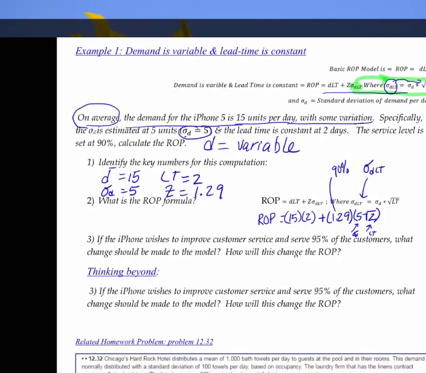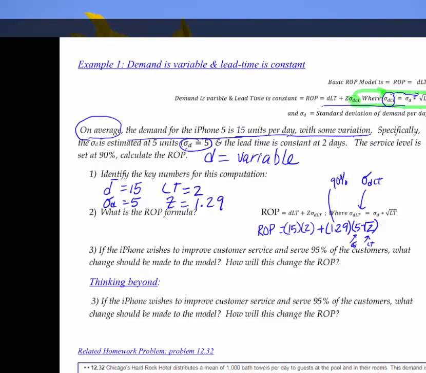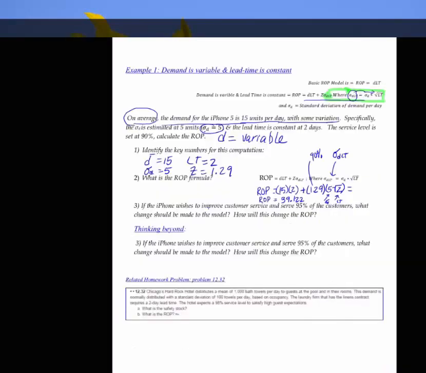So we go ahead and do that, and we find out that the reorder point for this problem should be about 39.122. So what this means is when our stock drops to 39 units, it is time to initiate another order. So a reorder point of 39 tells us that when the stock drops to 39.122 units, we need to initiate another order. It doesn't tell us how much to order, it just tells us to initiate an order.